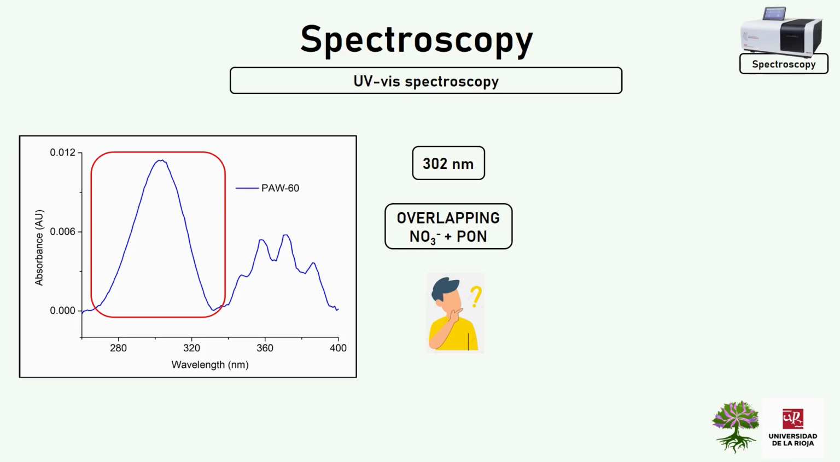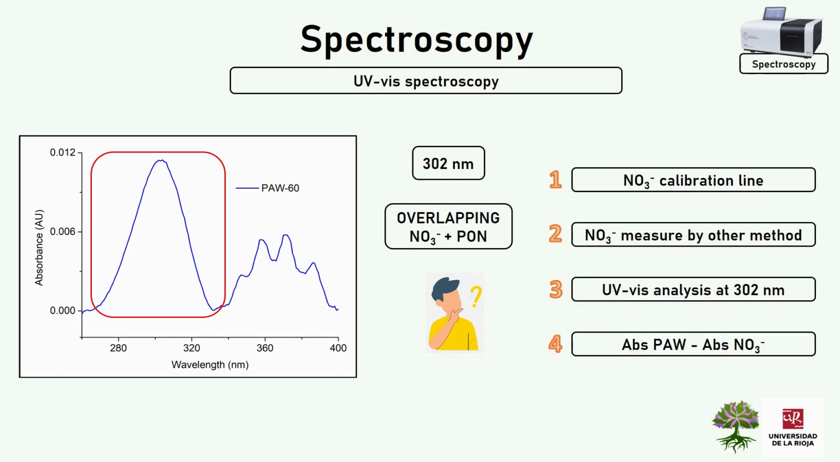At this point, we could differentiate the absorbance for NO3 and the one for peroxynitrates by following the next steps. First of all, we have to create a calibration line of NO3. Then, we should be able to know the value of NO3 in the sample by other methods, such as selective electrodes. The next step is UV-vis analysis of the sample at the correct wavelength. And finally, the absorbance of the plasma-activated water minus the one of the NO3 is the absorbance of peroxynitrates.